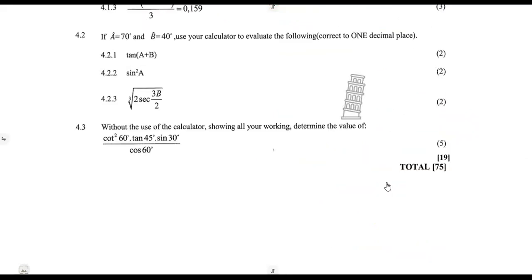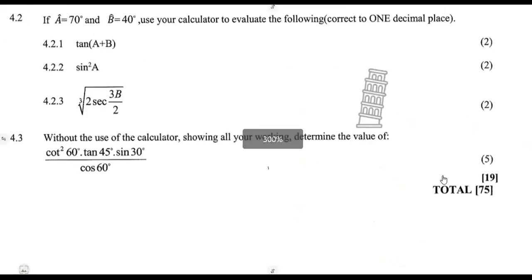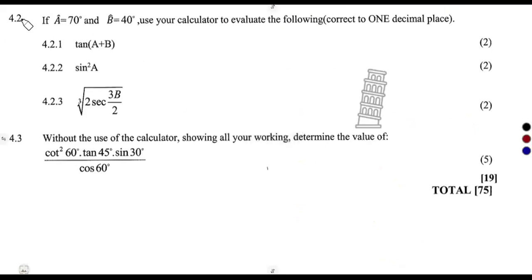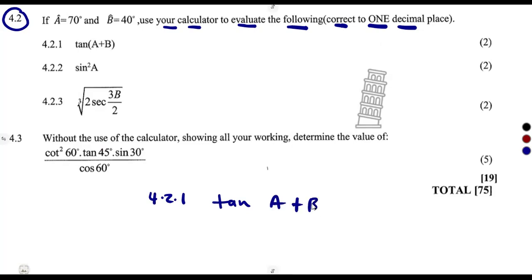Okay. Now let's consider another part, which is 4.2. On 4.2, you're given if A is 70 degrees, B is 40 degrees. Use your calculator to evaluate the following correct to 1 decimal place. They're saying use your calculator. So it's just a matter of substituting, guys. This type of equation is the easiest one. Just substitute tan A plus B. What is representing A? What is representing B? Our A is 70. Our B is 40.